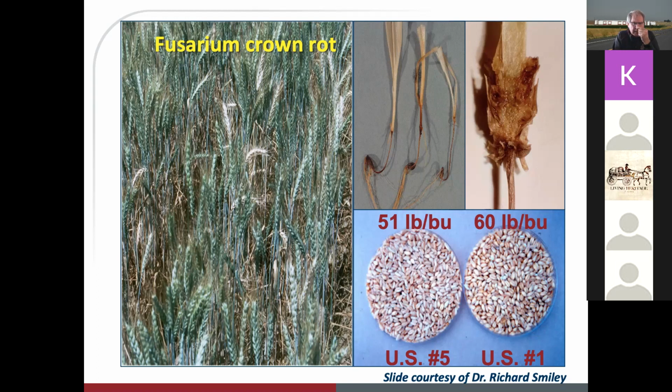And as I said, one of the main ways that this disease causes damage is to choke off the water supply. And so in that lower right panel, when that happens, not only do you get a reduction in yield, but you get a significant reduction in test weight. And so this can be a real problem.